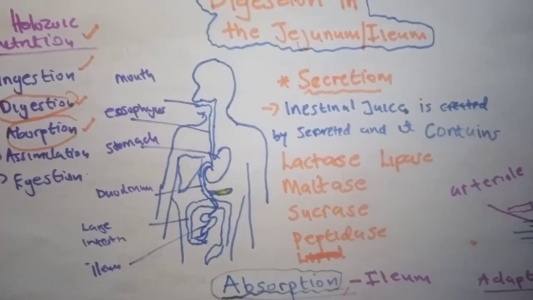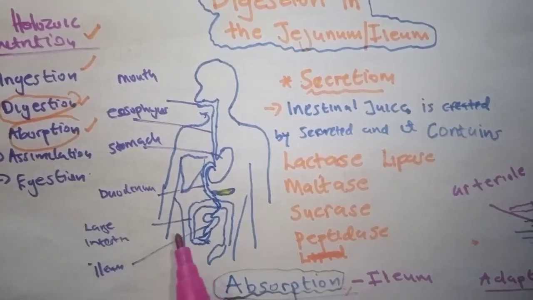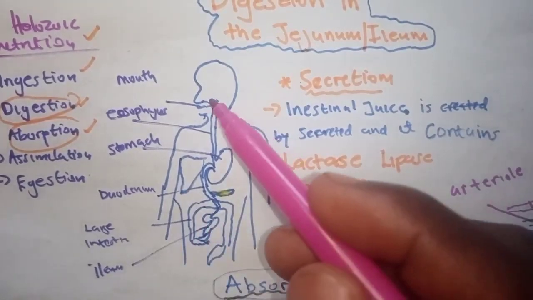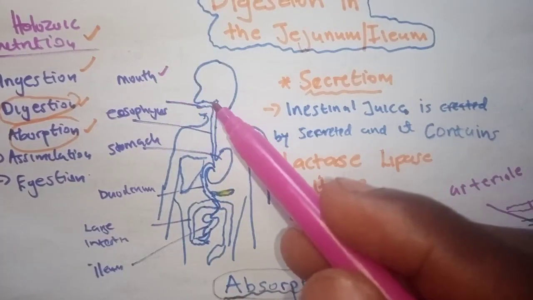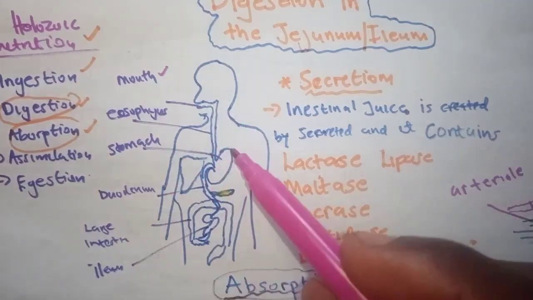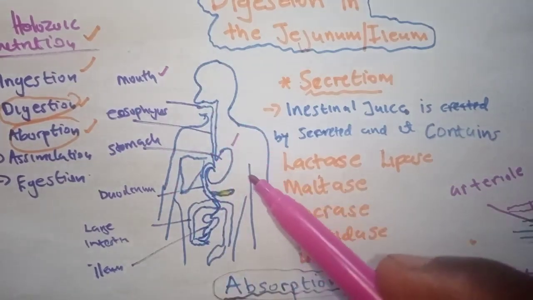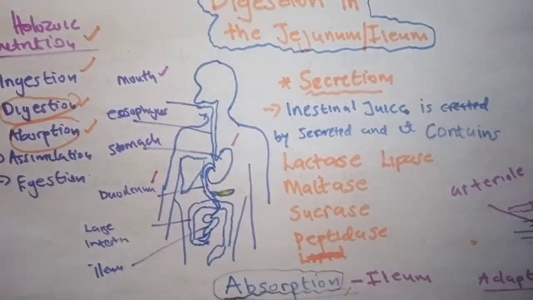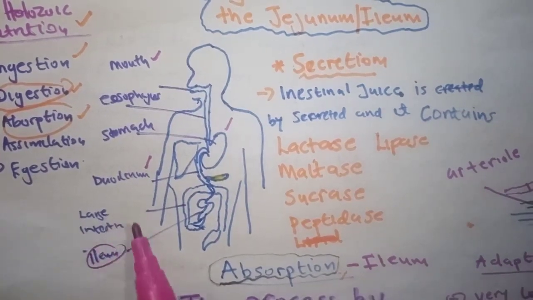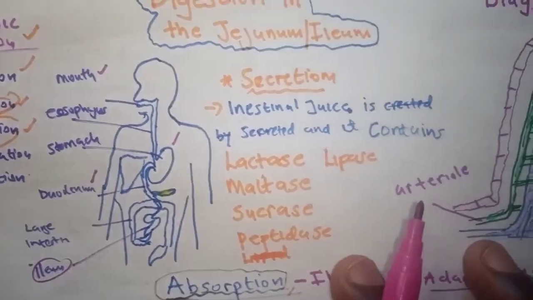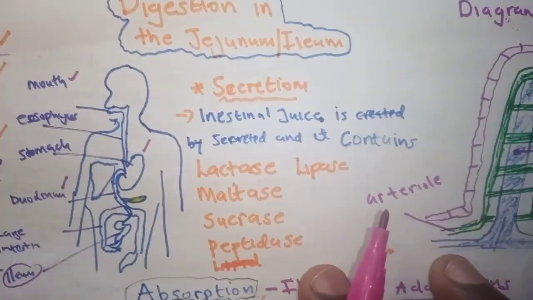So we're going to look at digestion. Here we looked at digestion in the mouth. In the stomach we finished digestion. The duodenum we finished. So now we're just going to look at digestion in the ileum as well, part of the jejunum.